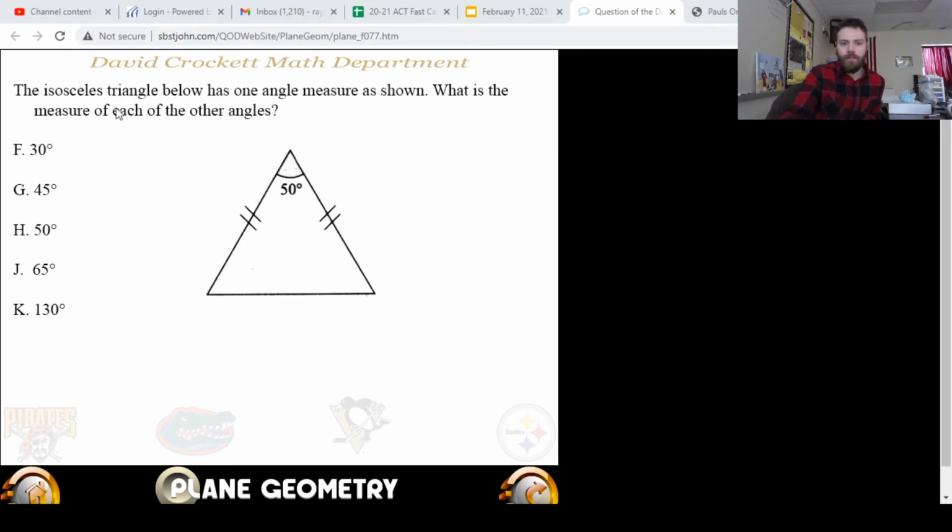The isosceles triangle below has one angle measure as shown. What is the measure of each of the other angles? So they're trying to find these measures of these angles down here. So try this out before we go over the solution. Pause the video if you have to.